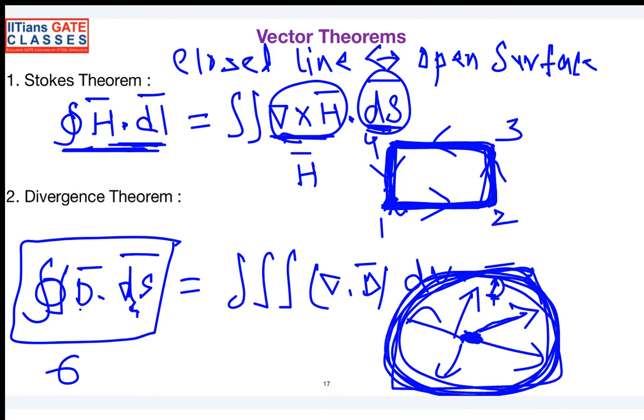So what is the meaning of this? Every closed surface, you can consider that it has a volume associated with it. So the Stokes theorem says every closed line is said to be an open surface. This theorem says every closed surface is associated with a finite volume. So whenever the line is closed, you can apply the Stokes theorem to convert it into a surface integral. And whenever the surface is closed, you can apply the divergence theorem to convert it into the volume integral. So is it clear?